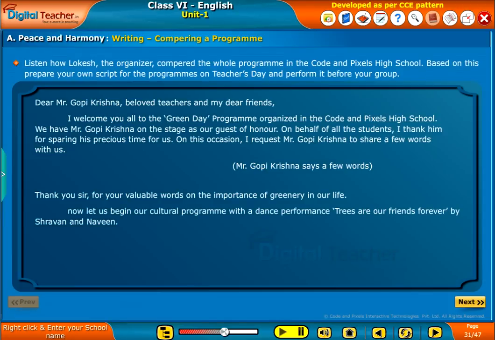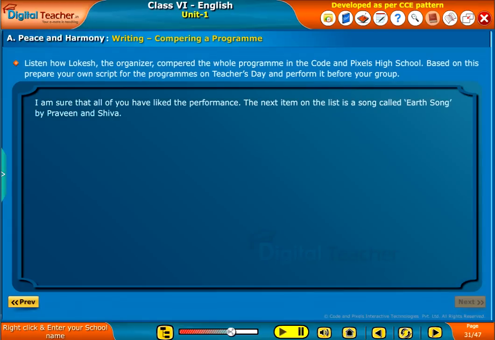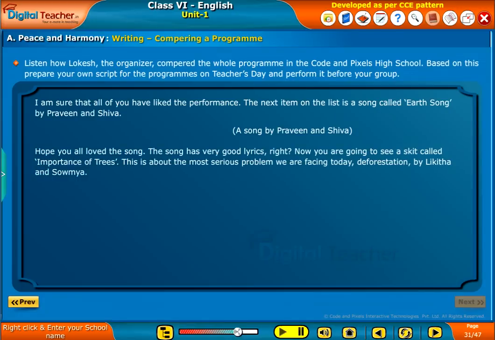Now, let us begin our cultural program with a dance performance. Trees Are Our Friends Forever by Shravan and Naveen. I am sure that all of you have liked the performance. The next item on the list is a song called Earth Song by Praveen and Shiva. Hope you all loved this song. The song has very good lyrics, right?